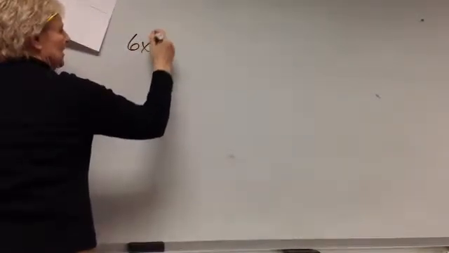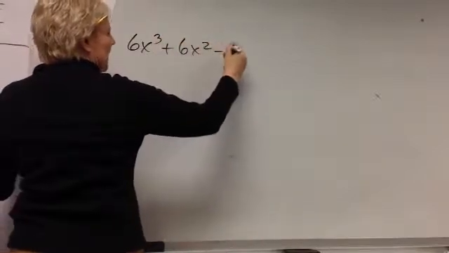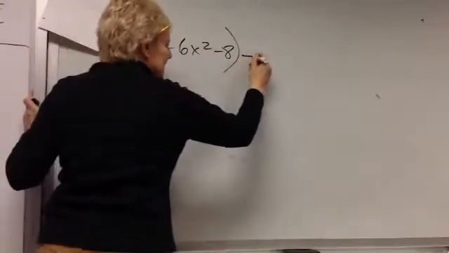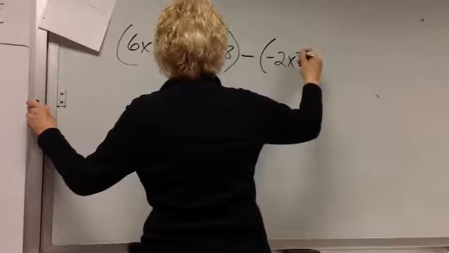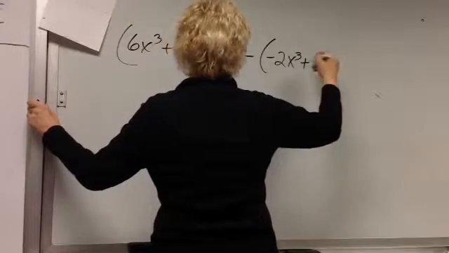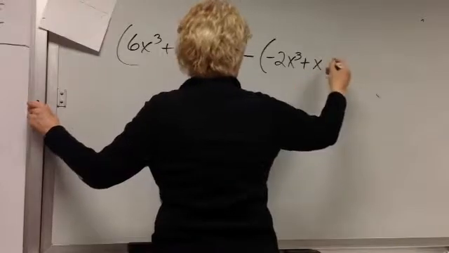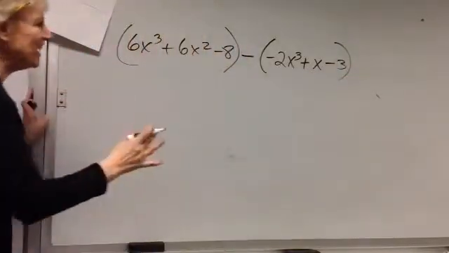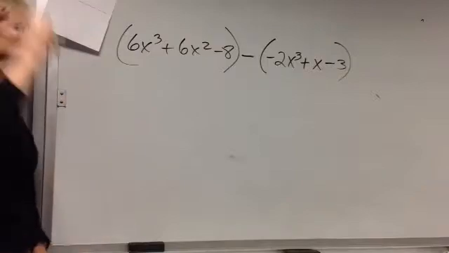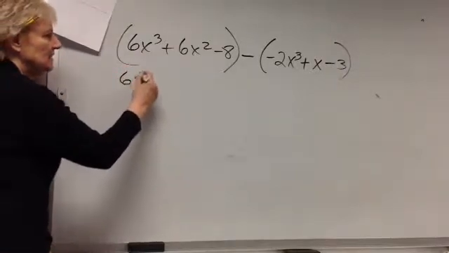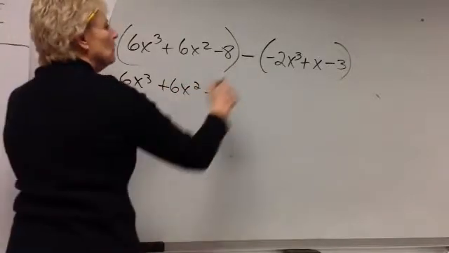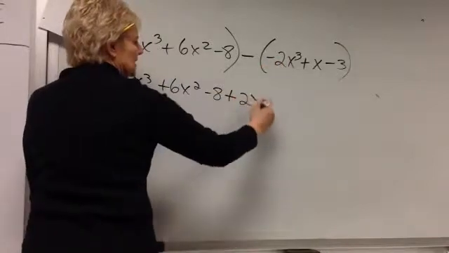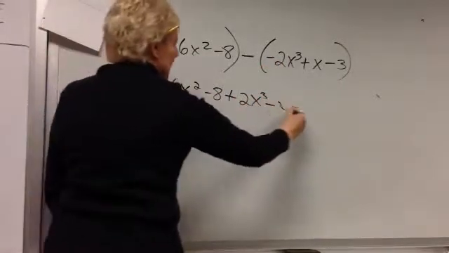All right, subtract. Say 6x cubed plus 6x squared minus 8, minus, parentheses, negative 2x cubed plus x, see what I did? Minus 3. All right, who can tell me the next line and what I should write down? Go, Brendan. 6x cubed plus 6x squared minus 8, then plus 2x cubed minus x plus 3.